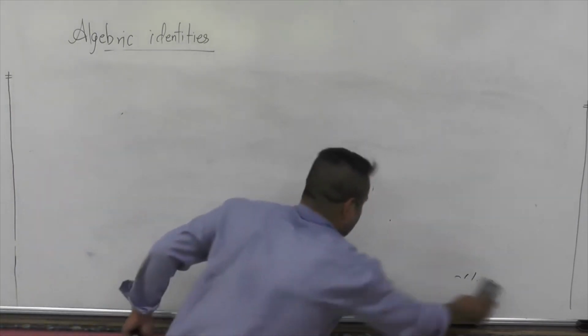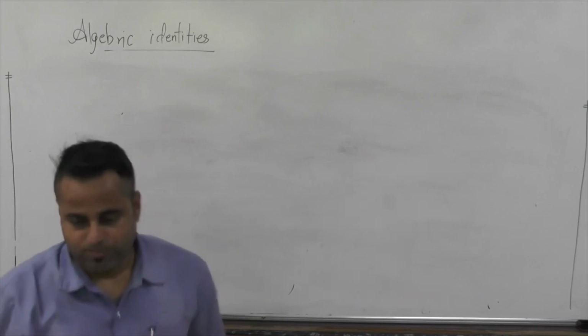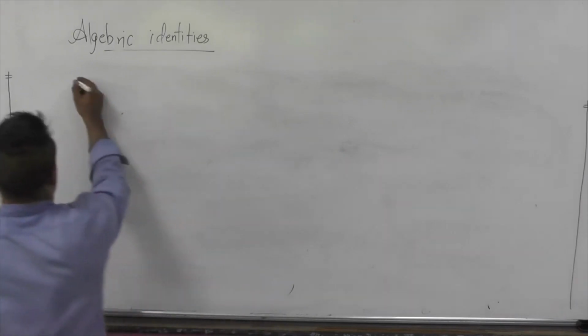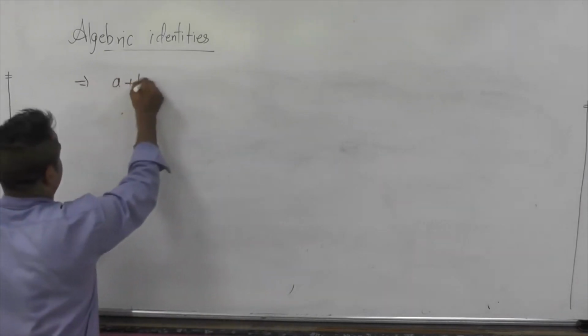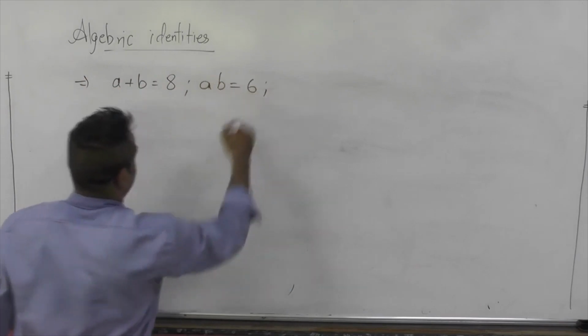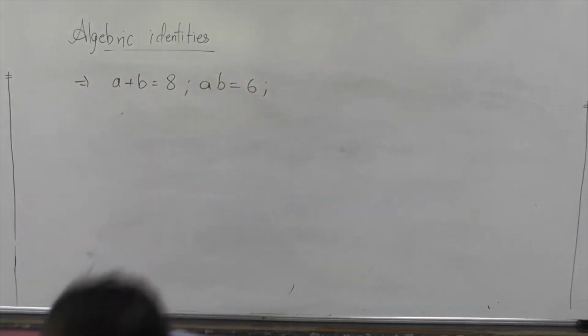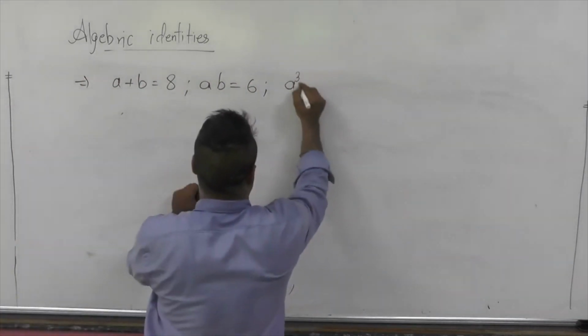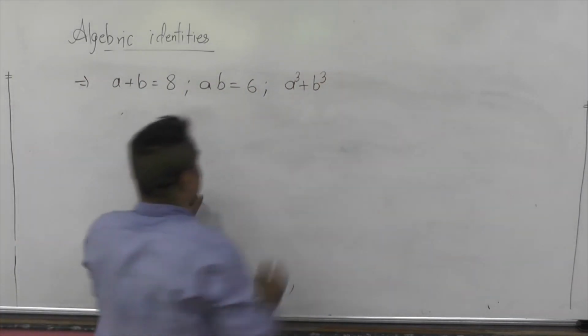Now we have done the a cube plus b cube and a cube minus b cube formulas. Now see, a plus b is given as 8, and a into b is given as 6. Here we need to find the value of a cube plus b cube. Now how will you apply the formula for that?